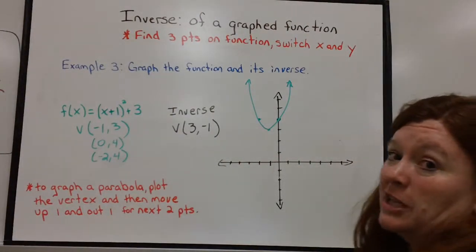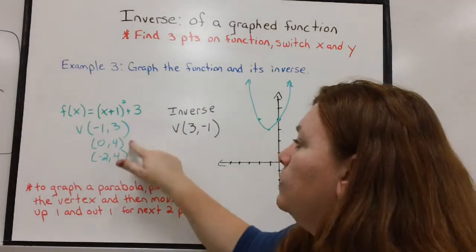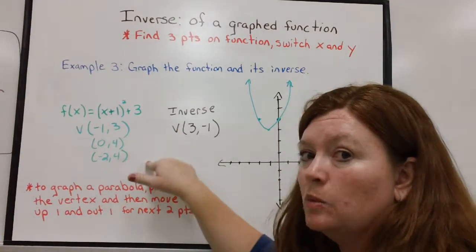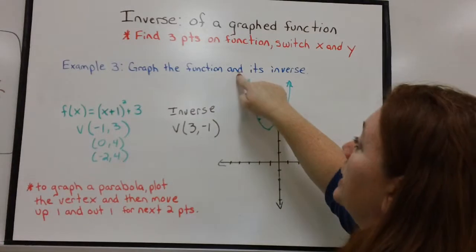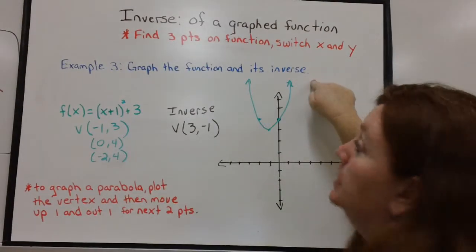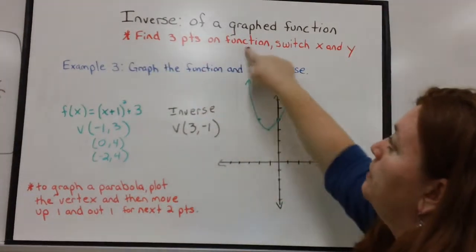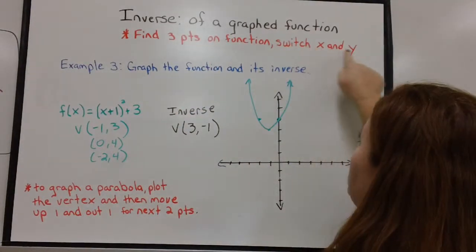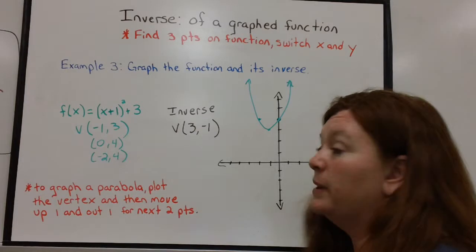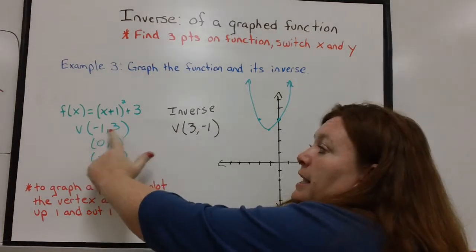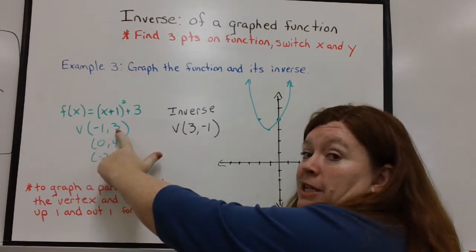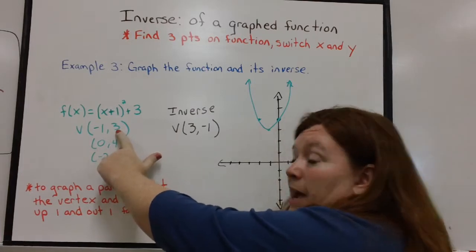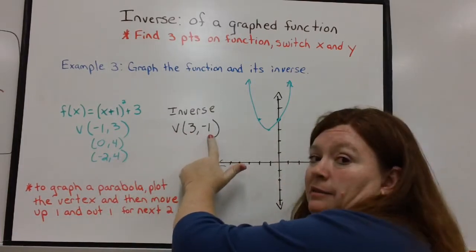And I could have graphed it faster, but I really wanted to find these 2 extra points. Why? Because my next part says I also have to graph its inverse. To do that, find 3 points on the function. I've got those. Switch x and y. Okay, for my inverse, the vertex was negative 1, 3. So my vertex of my new graph will be 3, negative 1.